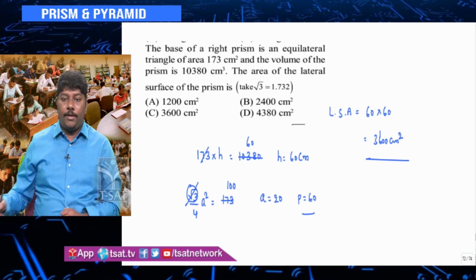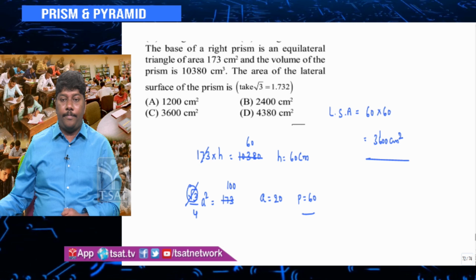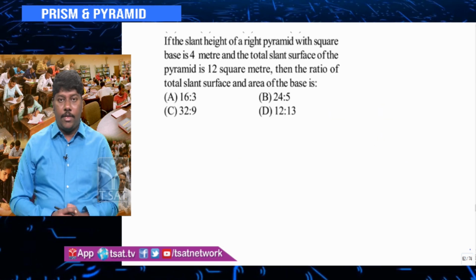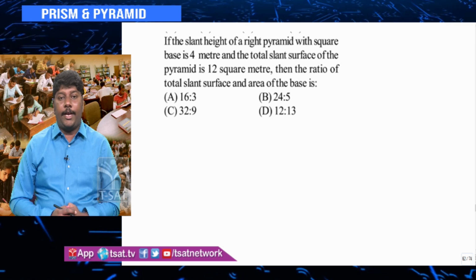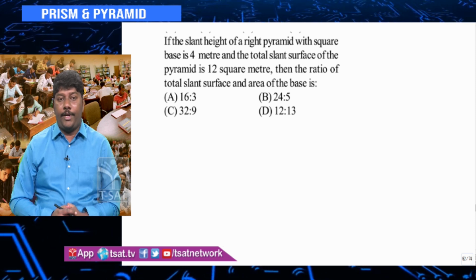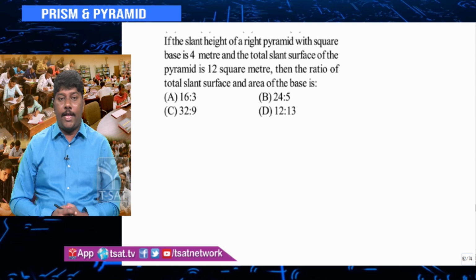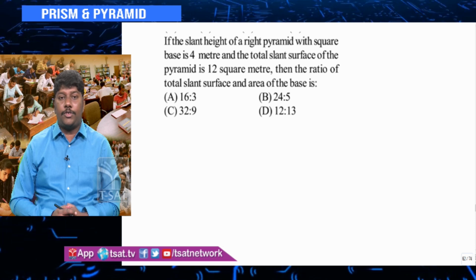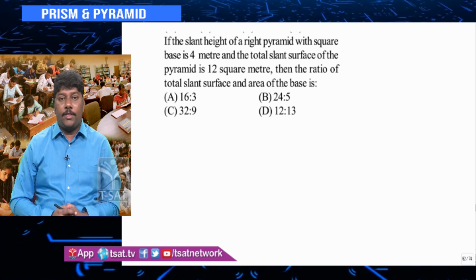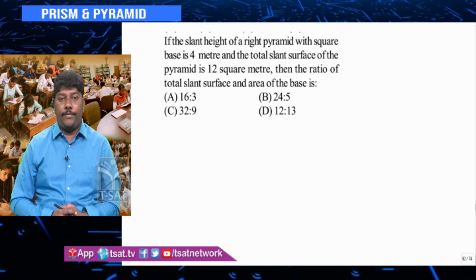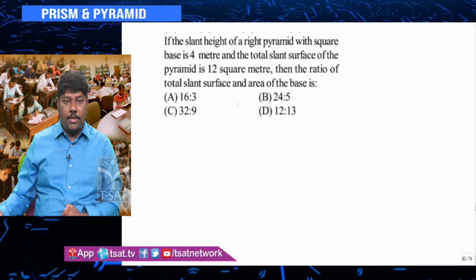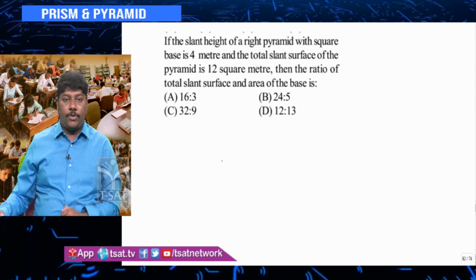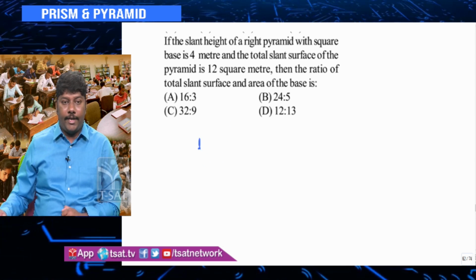Now we'll look at questions based on pyramid. If the slant height of the right pyramid with the square base is 4 meters and the total slant surface of the pyramid is 12 square meters, then find the ratio of the total slant surface and the area of the base. Slant height of the right pyramid with the square base is 4. So slant height is 4.